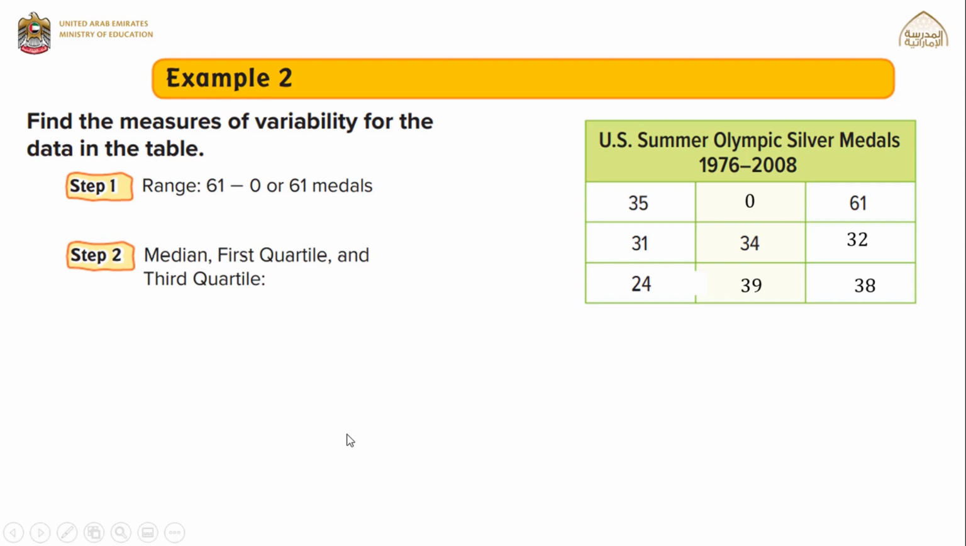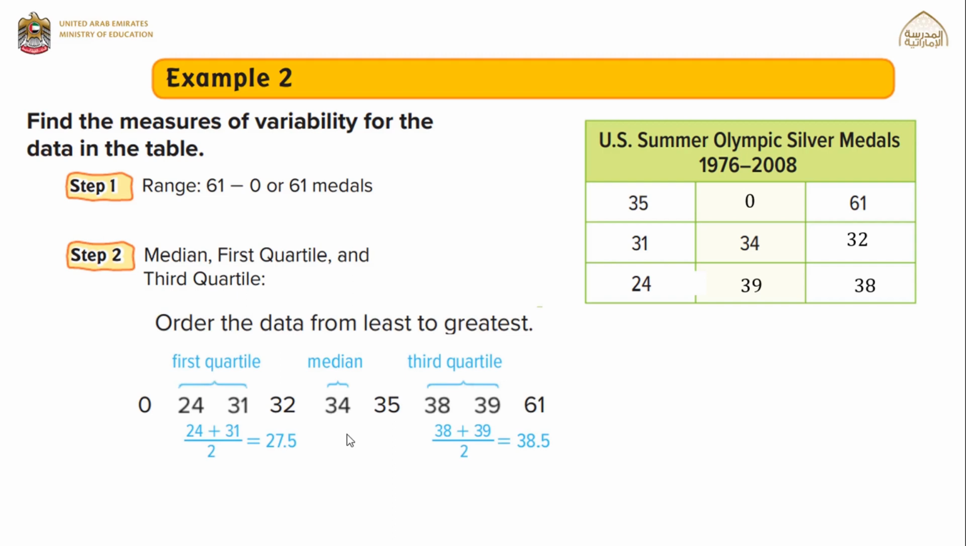Step 2 is to find the median, first quartile, and third quartile. From the last lecture, we know very well that the median can be found if we order the data from least to greatest, and then it's the middle value if the data has an odd number of values. If the data has an even number of values, then the median is the mean of the middle two values. So we will order the data from least to greatest to find the median, which is 34.